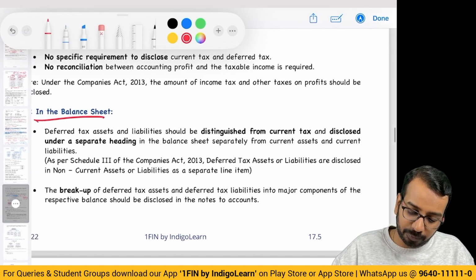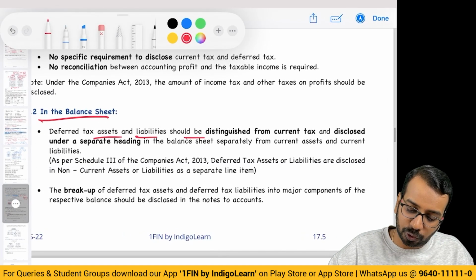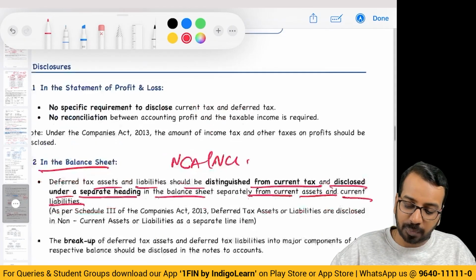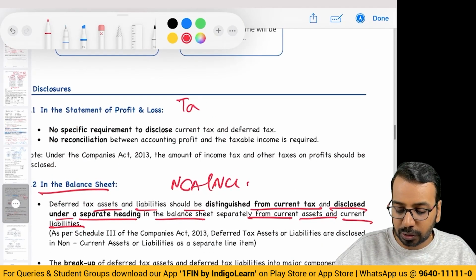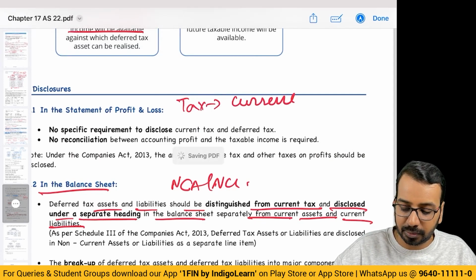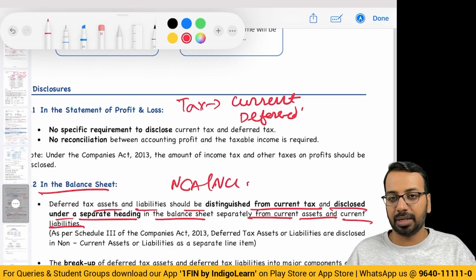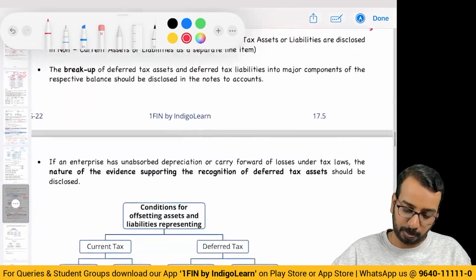In the balance sheet, deferred tax assets and liabilities should be distinguished from current tax and disclosed under a separate heading in the balance sheet, separately from current assets and current liabilities. Basically, non-current asset or non-current liability. In the P&L, you will show in the tax expense the current tax separately and deferred tax separately. These two breakups are given.